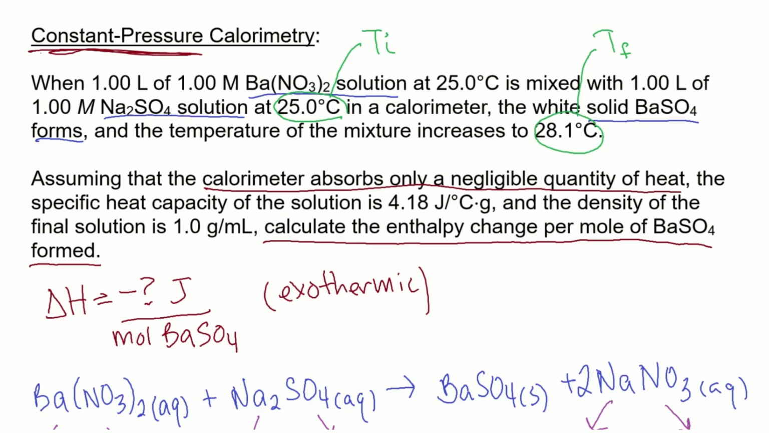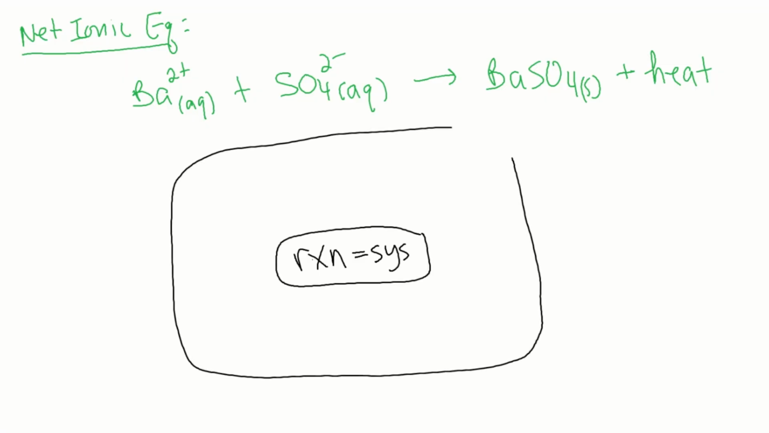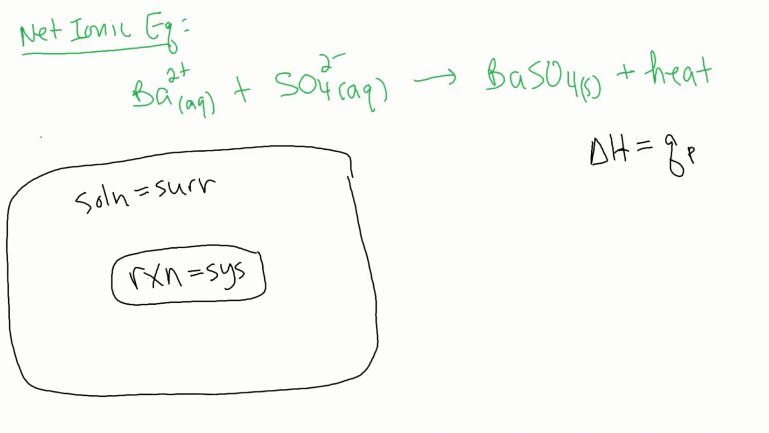negligible amount of heat. What that means is we can ignore the physical calorimeter; it's not going to be part of the surroundings. In other words, we have the reaction, which we'll call the system, and we'll have the solution that surrounds it, and that'll be the surroundings. And since this is a constant pressure calorimeter, we know that the delta H, the change in enthalpy, is going to equal the heat transferred, which means we can use q = mcΔT.